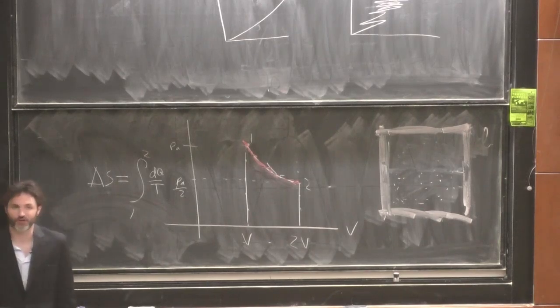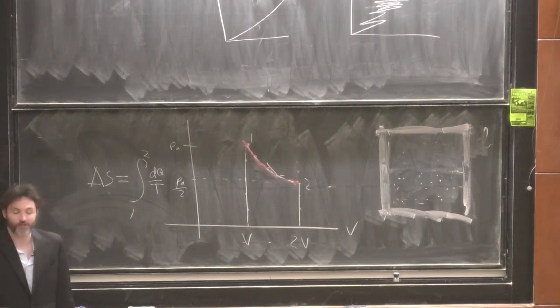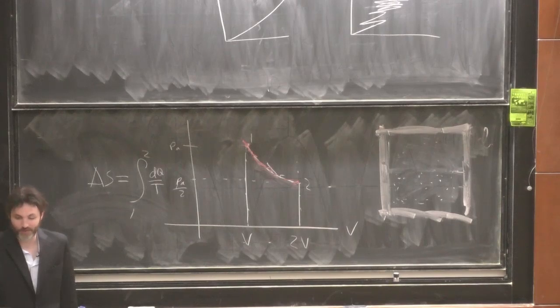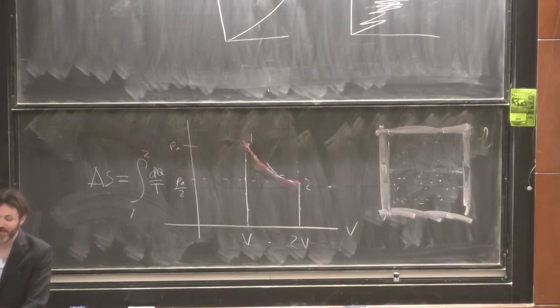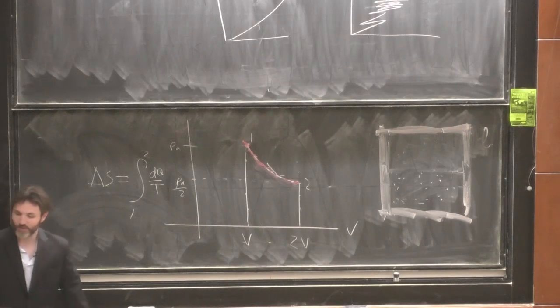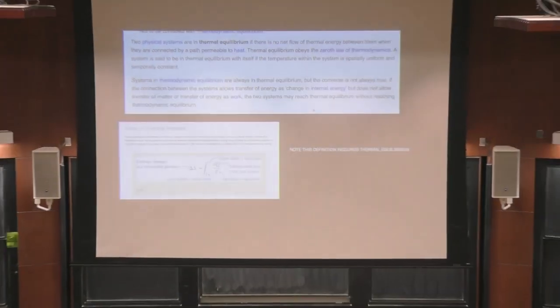And this kind of relates to the first law too. Remember we talked about internal energy and thermal energy? So review your first law when understanding this as well. But the converse is not always true. If there's a connection between the systems that allows transfer of energy as change in internal energy, but does not allow transfer of matter or transfer of energy as work, the two systems may reach thermal equilibrium without reaching thermodynamic equilibrium. So there is a slight difference in definition there.